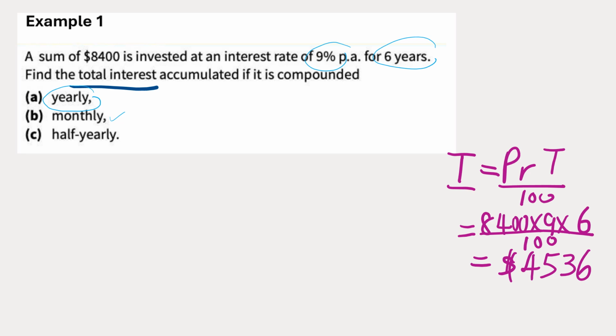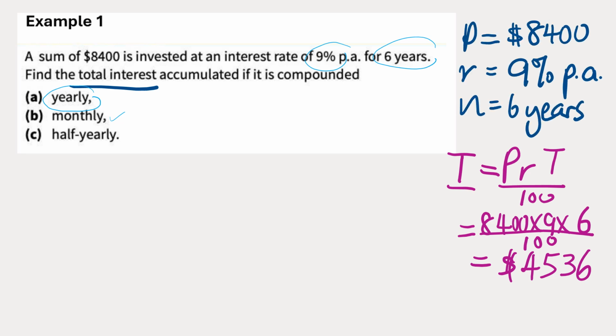First things first, let's write down the information given. Your principal sum is 8,400. The rate is 9% per annum and it is 6 years. All right, so let's write down the formula.